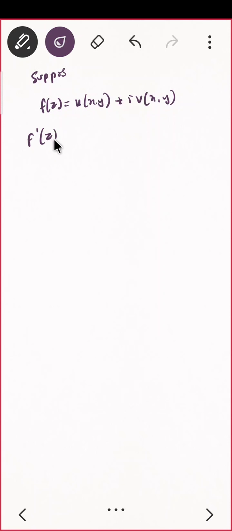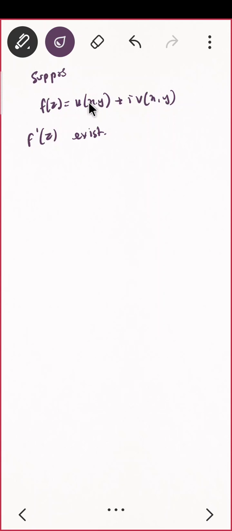We'll see the expression, we will derive that. Suppose f of z is given as u of x comma y plus i times v of x comma y. Suppose this is a function given and you are given that the derivative exists. Suppose f dash of z exists.